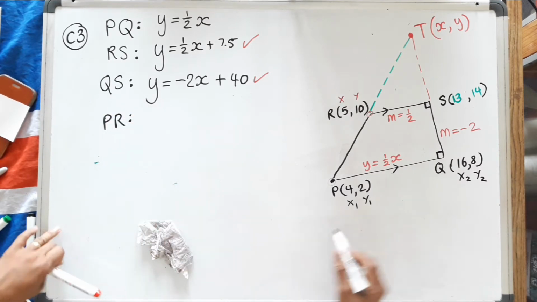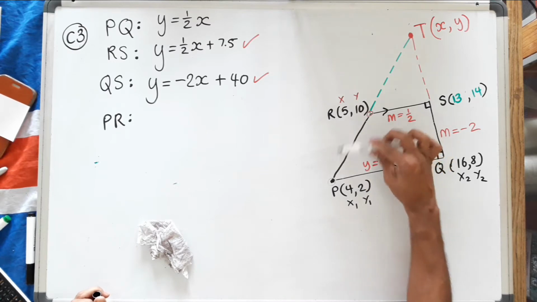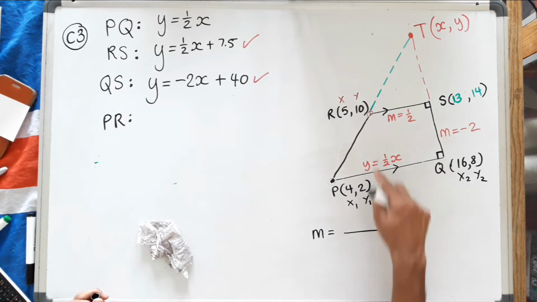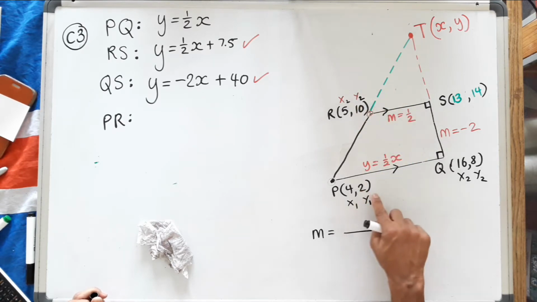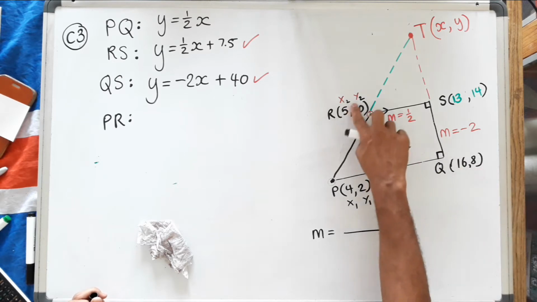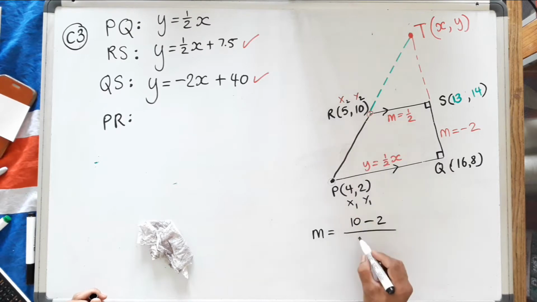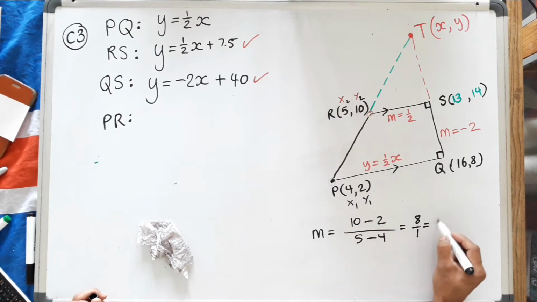To find the equation of PR, we need to use points P and R. So let's find the gradient quickly. We'll call this X2, Y2. We're calling this one X1 and Y1, and this one X2 and Y2. So it's Y2 minus Y1 divided by X2 minus X1. 8 divided by 1, which is 8.